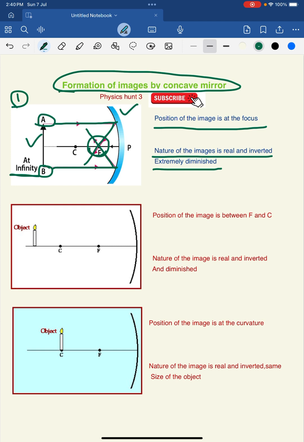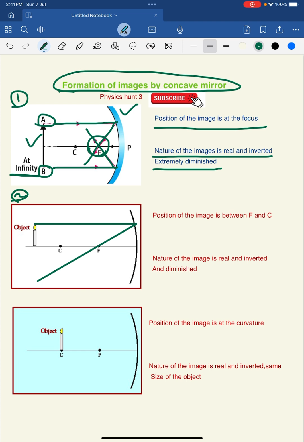Now coming to the second diagram. Look here, the position of the object is beyond C. Now I'm taking the rules for the ray diagram here. That means the first ray of light which is parallel to the principal axis, after striking the surface of the concave mirror, the reflected ray is directly passing through the focus.